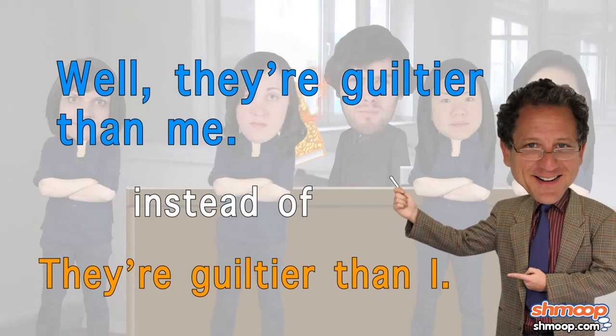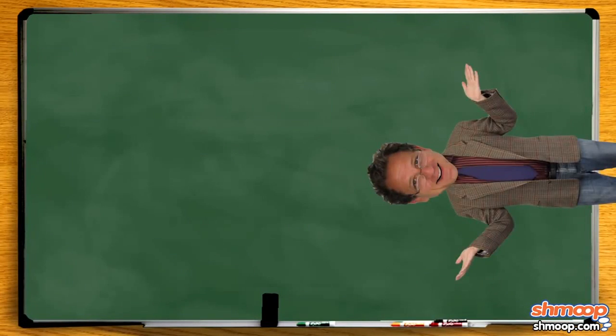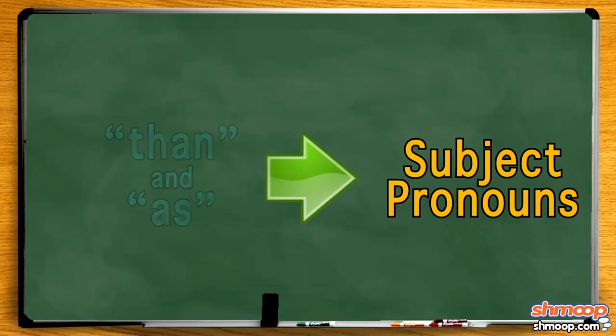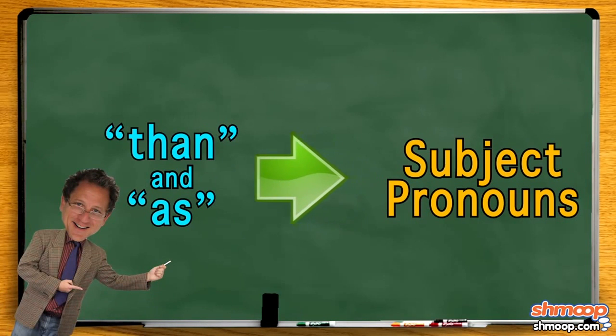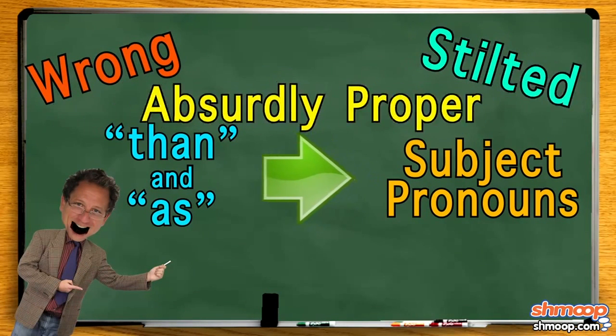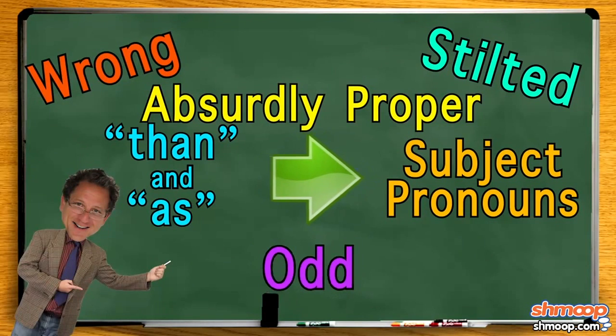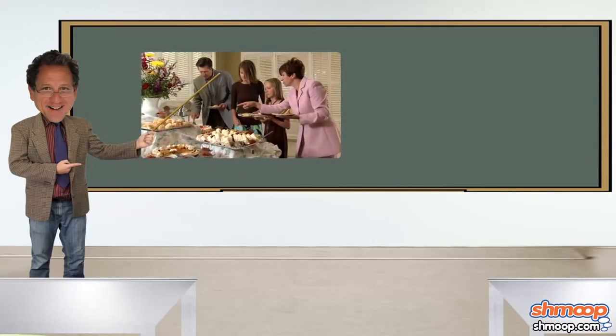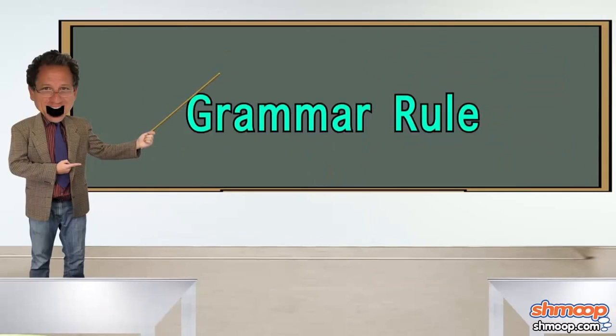See, even grammarians recognize that placing subject pronouns after linking verbs and the words than and as sounds wrong, stilted, absurdly proper, and just plain odd. So when we find ourselves in casual conversation or if we're engaged in informal writing, it's totally cool to break this particular grammar rule. Hey, that rhymes.